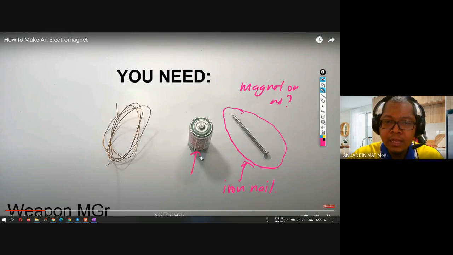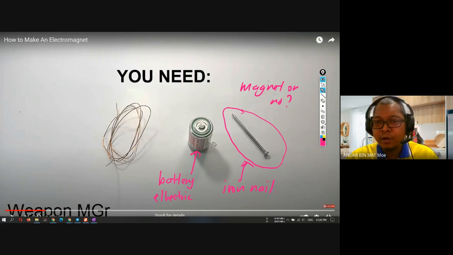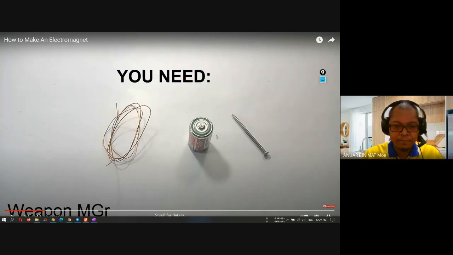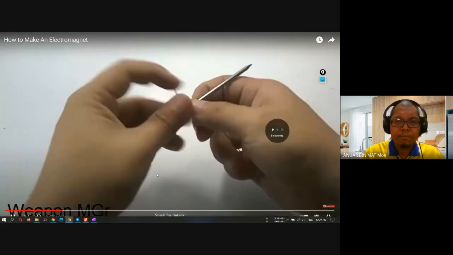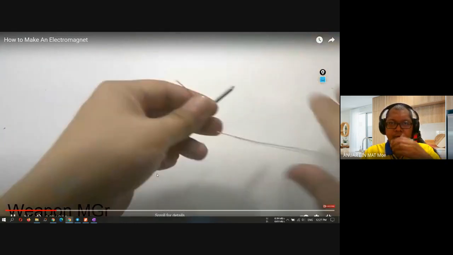We are using the battery because the battery will supply the electric. So the aim of the activity is we want to magnetize the iron nail, to make it magnetic. Before this, it is not magnetic. So what you need: a copper wire, a battery to supply the electricity, and then the iron nail. So I will continue. Just watch the video first, yeah?